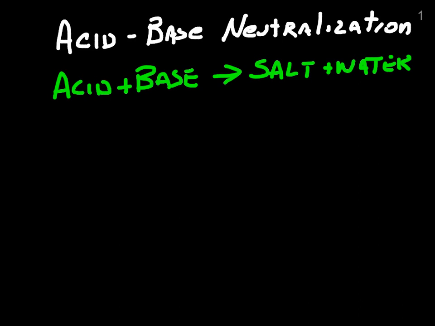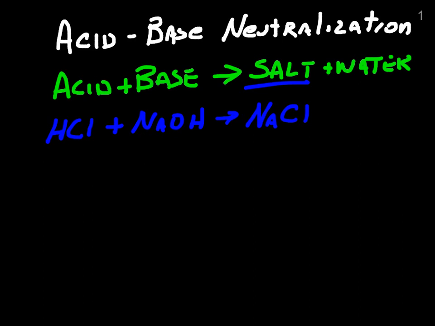A real simple example of this would be hydrochloric acid plus sodium hydroxide, NaOH, going together to form the salt. When I talk about salt, I'm referring to an ionic compound. So an ionic compound is a metal, which is the sodium, and a nonmetal, which is the chlorine, plus the last thing, which is water. All right? So we're going to take advantage of this acid-base neutralization idea.